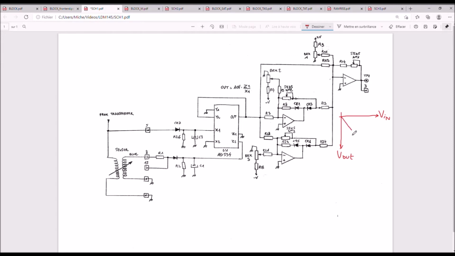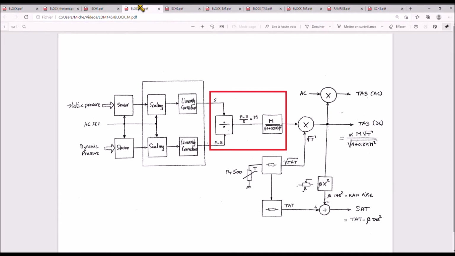We will have a given gain while the voltage is below the first limit here. It's called V break. And then we will have a second slope like this at VB2. And then the third slope. So this is a nonlinear function which permits to correct the nonlinearity of the sensor. So now let's return to the block schematic.